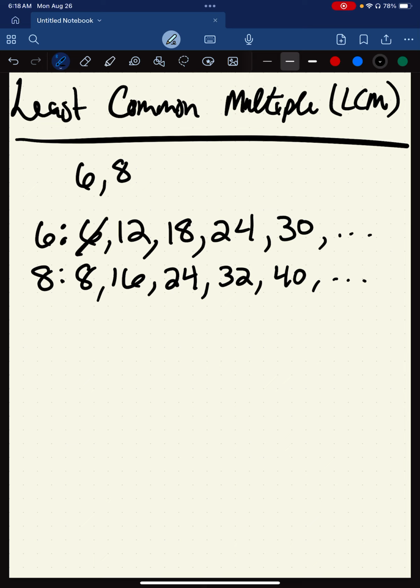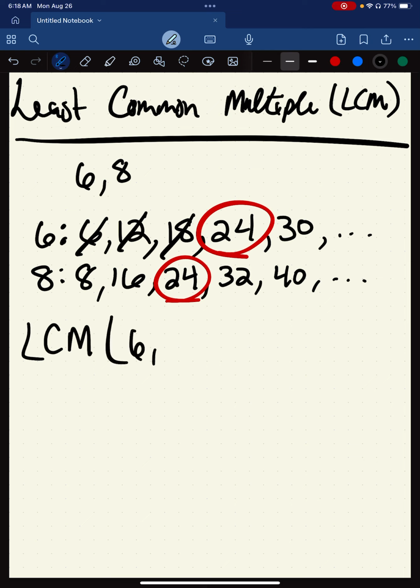No. Is 12 in both lists? No. Is 18 in both lists? No. Is 24 in both lists? Yes, it is. We got a 24 and a 24. So the LCM of 6 and 8 is 24. 24 is the smallest number where 6 divides it and 8 divides it as well.